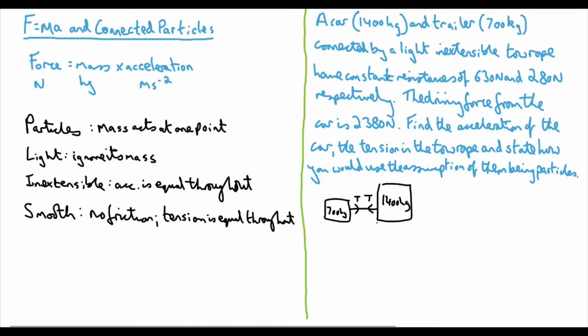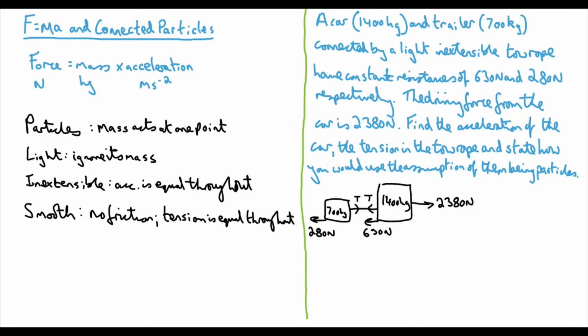You've got your resistive forces, so maybe because it's with the road, you can put it at the bottom, but you don't have to. So 630 newtons for the car and 280 newtons for the trailer. And then the car also has a driving force of 2,380. Now that we've labelled all the forces and we have the masses, we can start to construct an F equals ma expression. Right now we don't know what the tension is, so if we were to just focus on the car or just focus on the trailer, we would have an unknown.